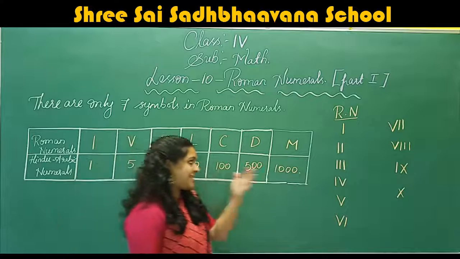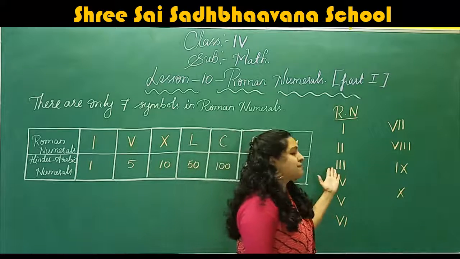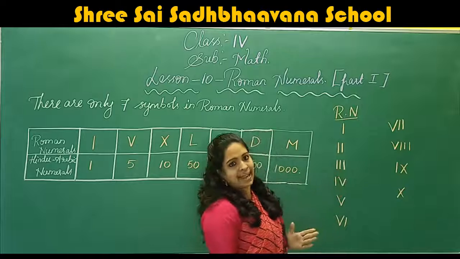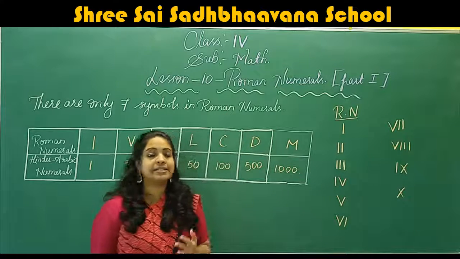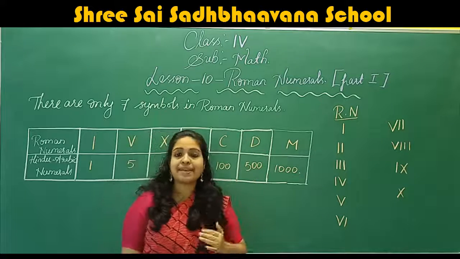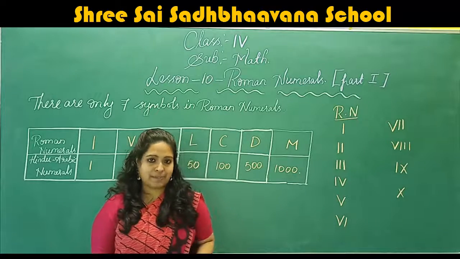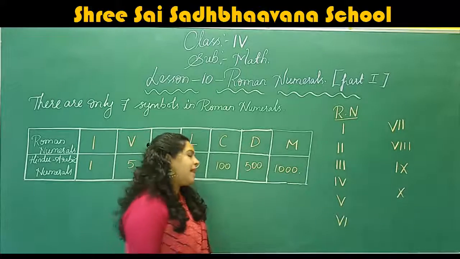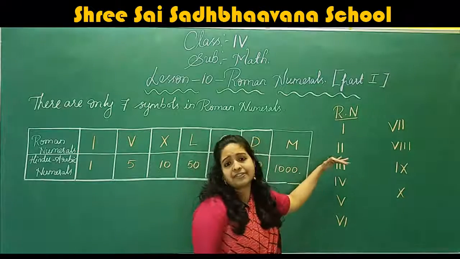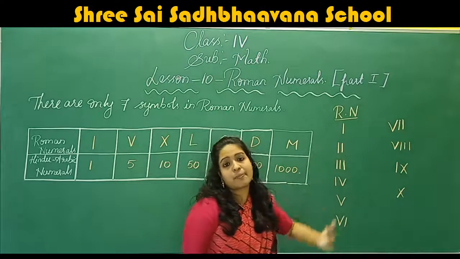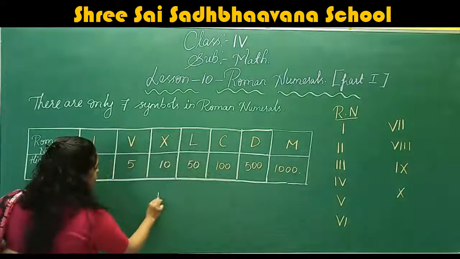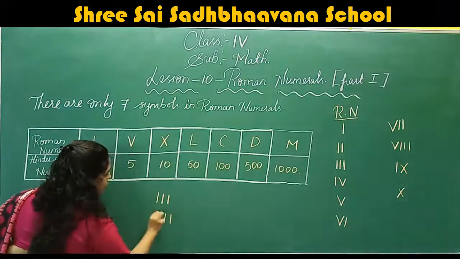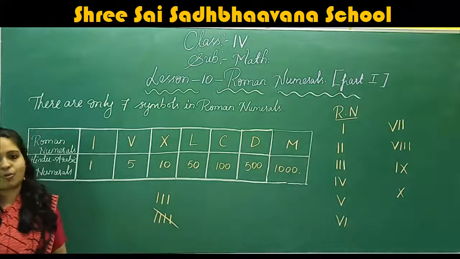Here you can see some of the symbols repeated. I is repeated 3 times. So in Roman numerals, a symbol can repeat up to 3 times, and after that you cannot repeat. You cannot repeat 4 times. You can write like this up to 3 times, but you cannot write IIII for 4. This is the wrong one.